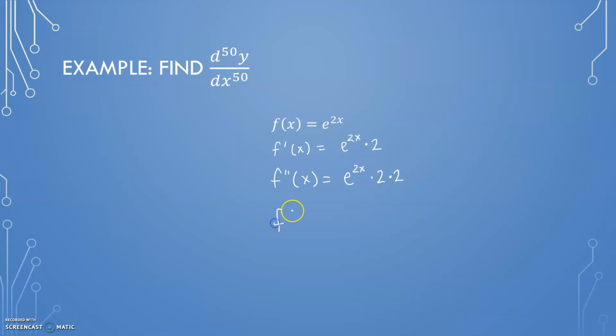So the 50th derivative would be, well, two derivatives has two 2's, one derivative has one 2. So the 50th derivative would be 2 to the 50th times e to the 2x. These kind of questions are not really asking you to take 50 derivatives. They're asking you to take a bunch of derivatives and see if you can see a pattern.